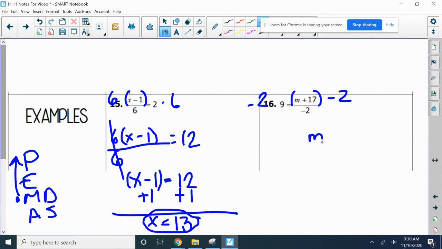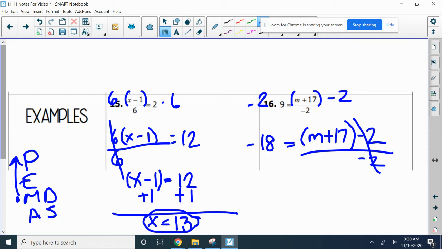So m plus 17, -2 over -2 cancels to just 1, equals 9 times -2, which is 9 times 2 is 18. A positive and a negative are going to give me a negative. So then I'm left with m plus 17 equals negative 18. So negative 18 equals m plus 17. And now I can work inside my parentheses.